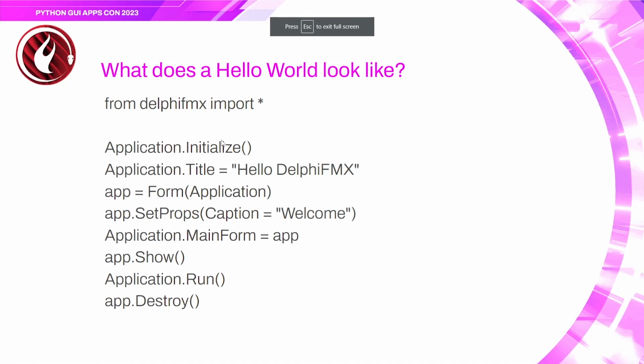What does a hello world look like in DelphiFMX? So first you import it at the top with from DelphiFMX import star, and then you can initialize your application, add a title, set some properties, show the form, and then you application run. And after that, you application destroy. So this is the most simple basic version of it, and we'll get into another version of it later that's more structured.